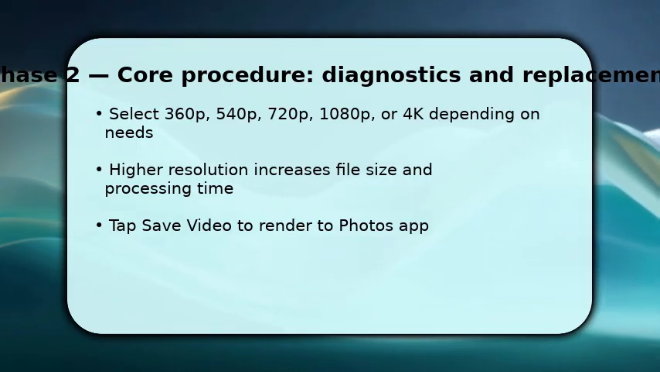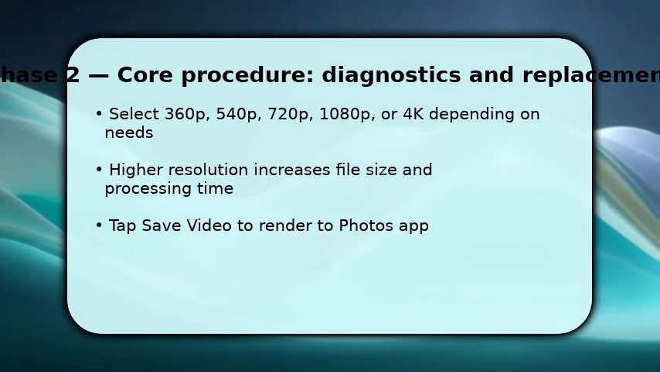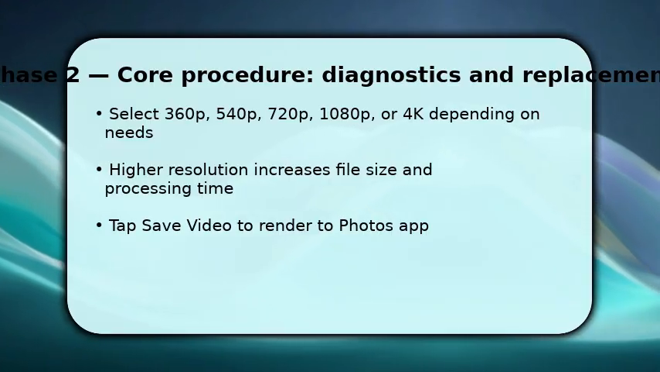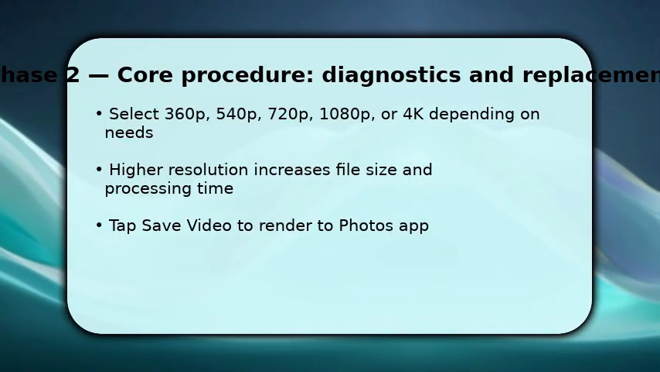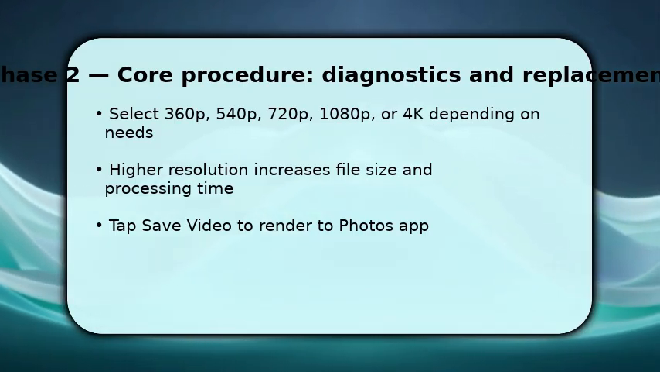After selecting quality, iMovie begins rendering. Don't close the app or lock the screen if possible, because rendering can pause. Once rendering finishes, iMovie saves a MOV file to Photos. That's your local copy, and then you'll often get a MOV from iMovie.